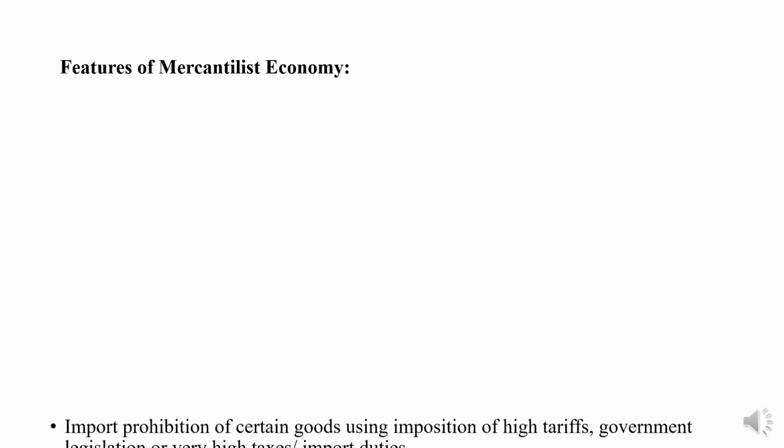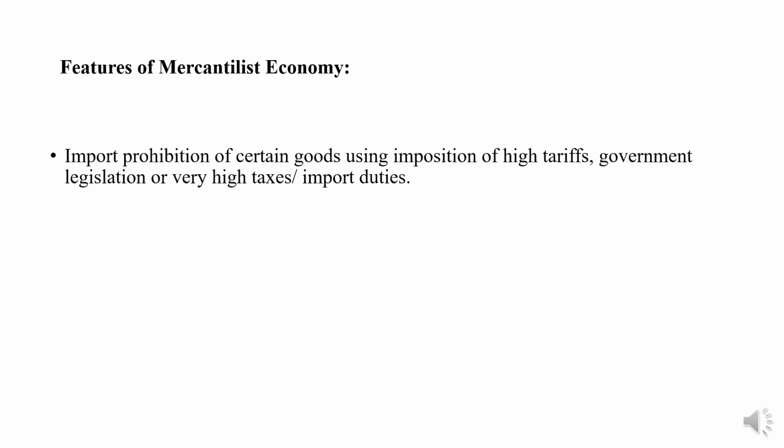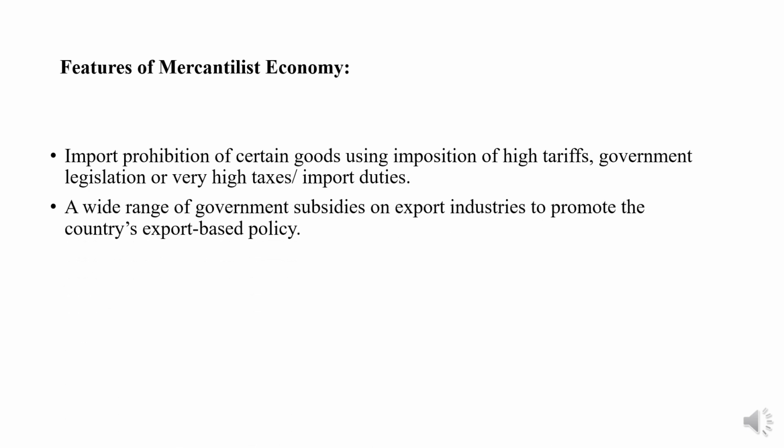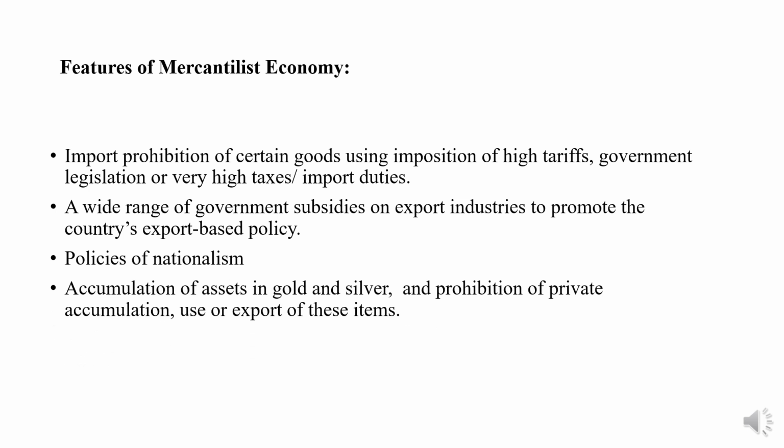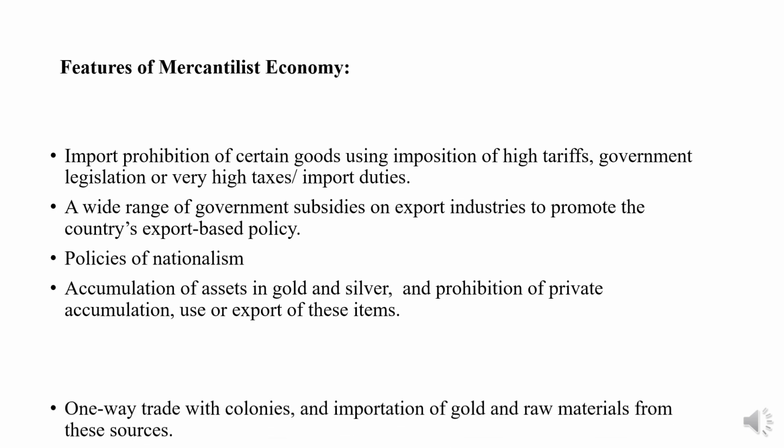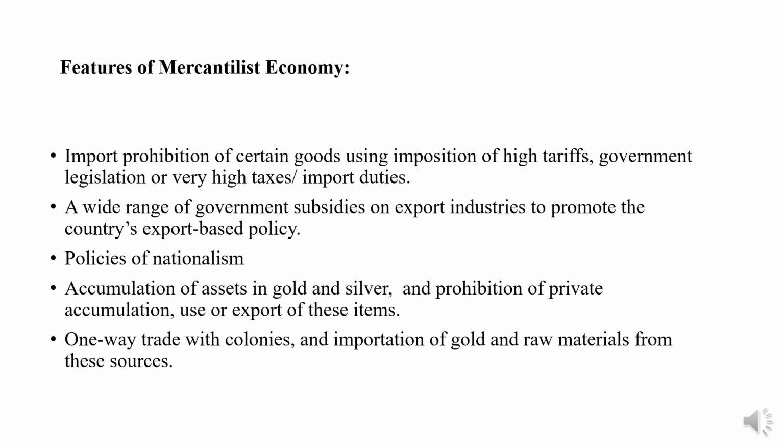Features of a mercantilist economy: import prohibition of certain goods, imposition of high tariffs, government legislation, or very high taxes, or we can say import duties. Import duties are the taxes which are imposed on the goods. A wide range of government subsidies on export industries to promote the country's export-based policy. Policies of nationalism, and the last one is accumulation of assets in gold and silver. They accumulate more gold and more silver, and prohibit private accumulation, use or export of these items. So one-way trade with colonies and importation of gold and raw material from these sources.